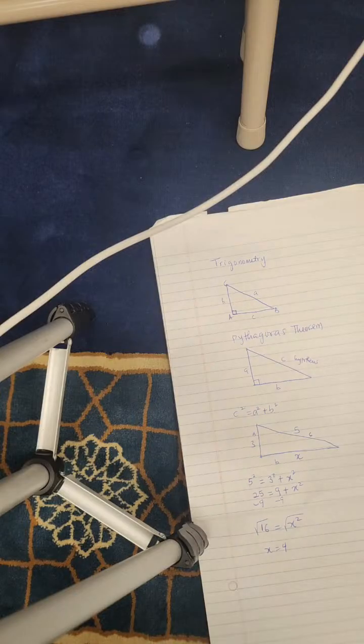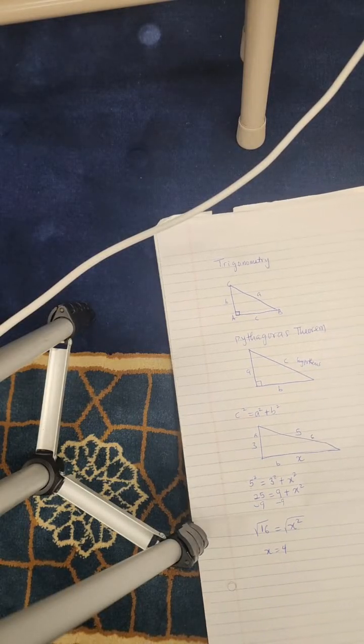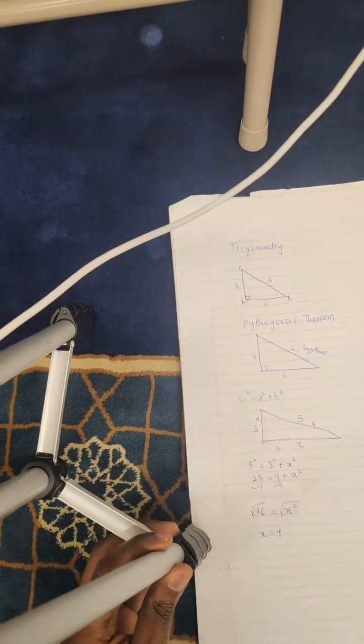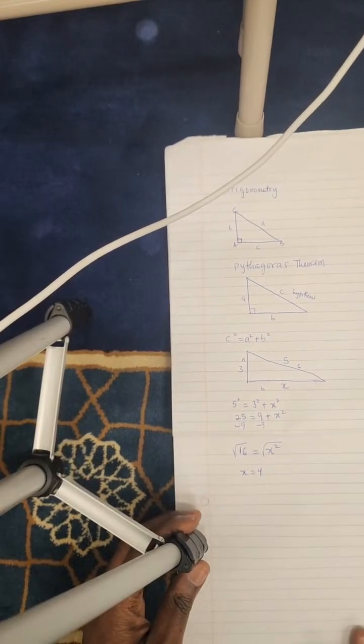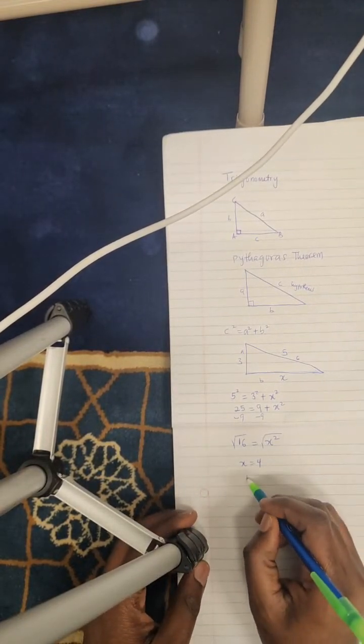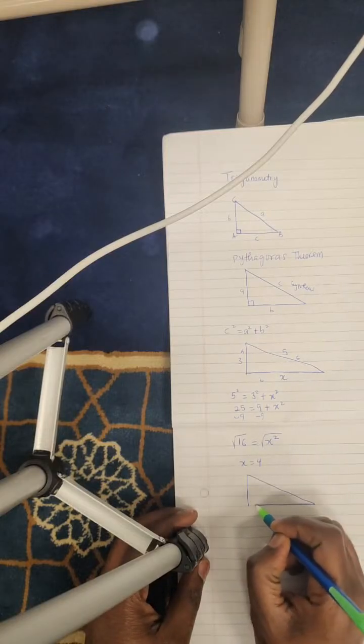So this is how Pythagoras theorem works. Now, this can be altered or changed for you to find any side you want to get. For example, let's consider another form of triangle. Here we have another form of triangle, and I would like you to do this using the same formula and put the answer in the comment section.